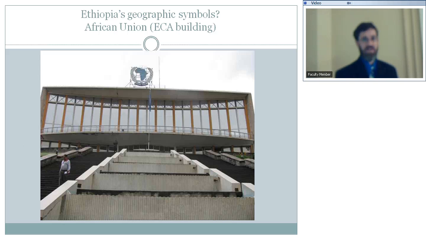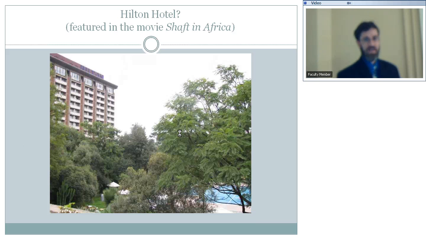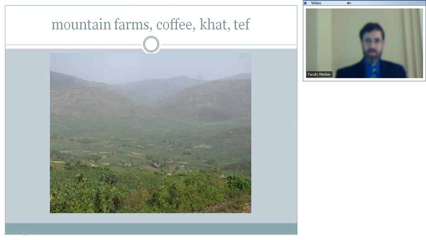So there's the African Union building, right in the middle of Ethiopia. It looks somewhat like the UN, it's related to it. Here's the Hilton Hotel, which is featured in the movie Shaft in Africa. Wonderful swimming pool over here, which is naturally heated by volcanic stuff. There's mountain farms. It's really beautiful. Where they grow coffee. You guys know that coffee comes from Ethiopia, right?